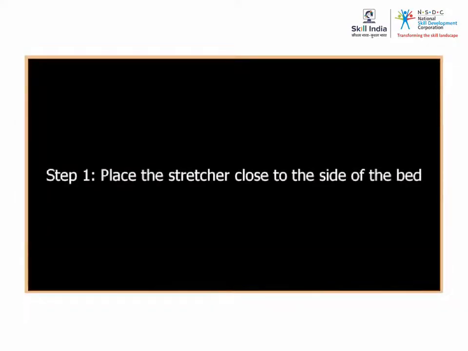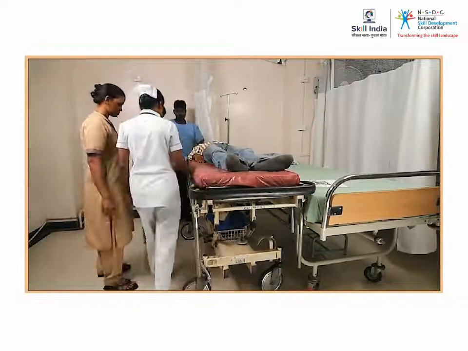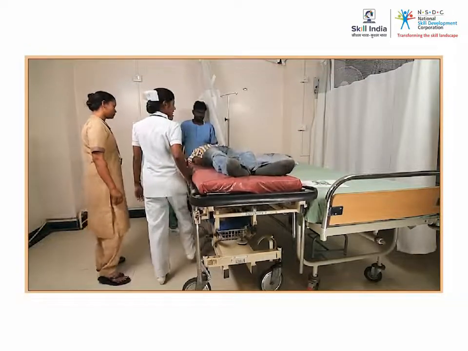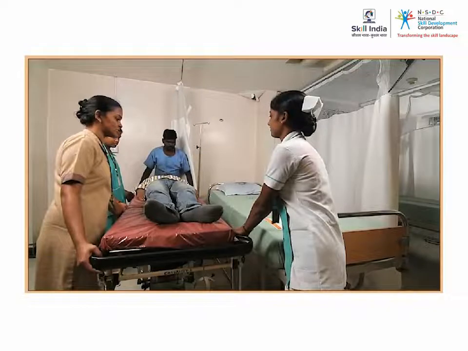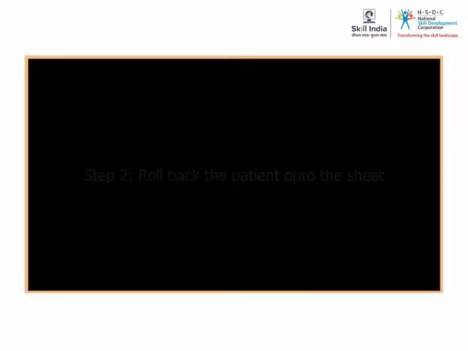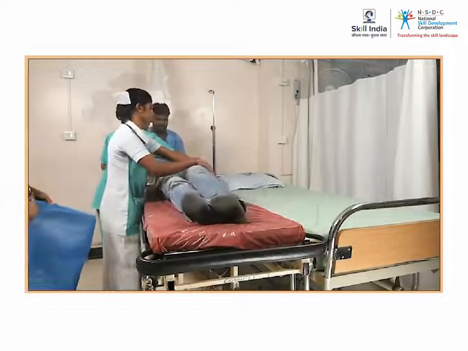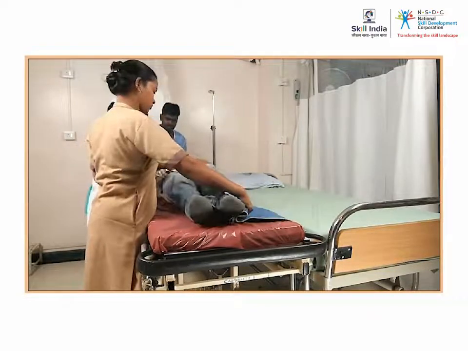Place the stretcher close to the side of the bed. Ensure that both the bed and the stretcher are stabilized or locked before moving the patient. Lower any side rails present. Roll the patient gently to a side and place a sheet on the stretcher. Roll back the patient onto the sheet.